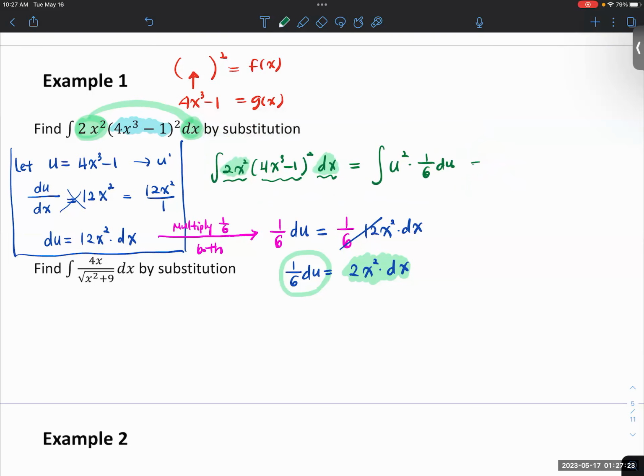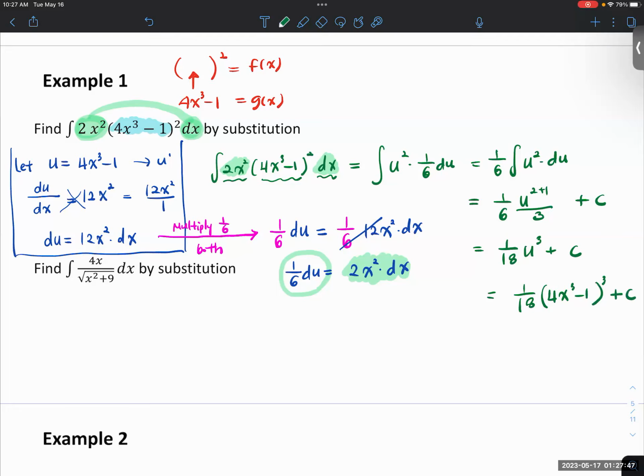So therefore, 1/6 to the front, u² du, 1/6, and then u^(2+1) divided by 3, plus c, which is 1/18 u³, and then you can go back to the x variable. u was 4x³ − 1, so (4x³ − 1)³ over 18 plus c. So that's your answer. Does it make sense to you?